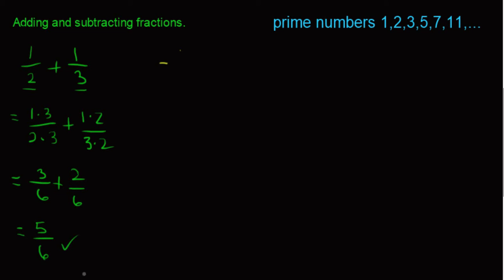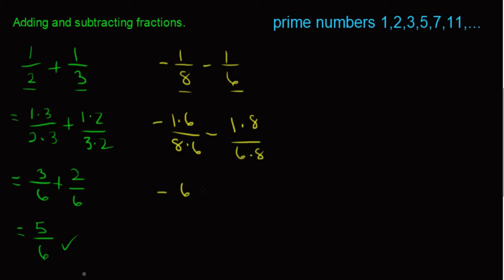I have a negative 1/8 minus 1/6. Multiplying denominators together, I get a negative 1 times 6 over 8 times 6 minus 1 times 8 over 6 times 8. Gives me a negative 6. I'm going to put them over the same denominator. Minus 8 all over 48 equals negative 14 over 48.